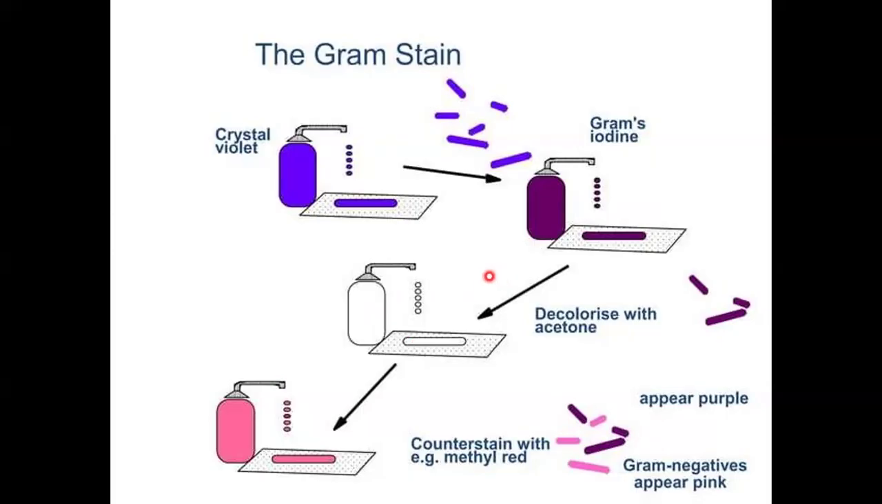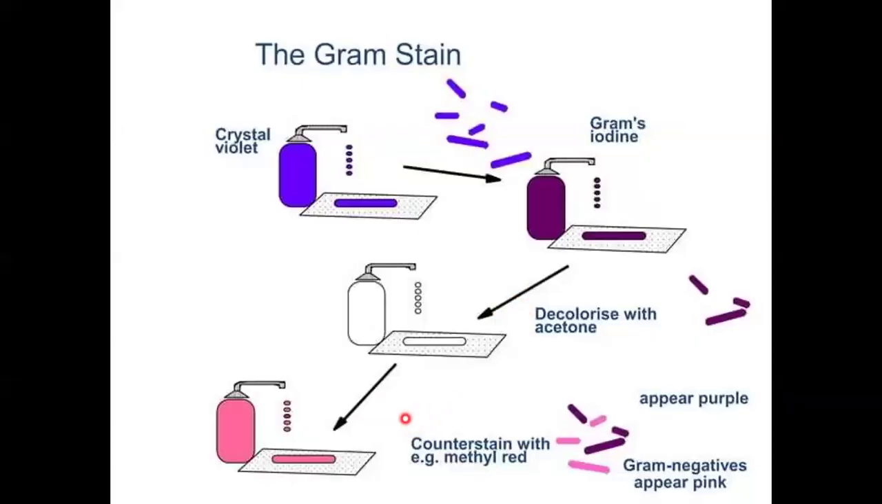The reason for this is that gram-positive bacteria have a very thick peptidoglycan layer. That's why the stain is going to remain. But for gram-negative bacteria, the peptidoglycan layer is very thin, so the stain cannot be retained.